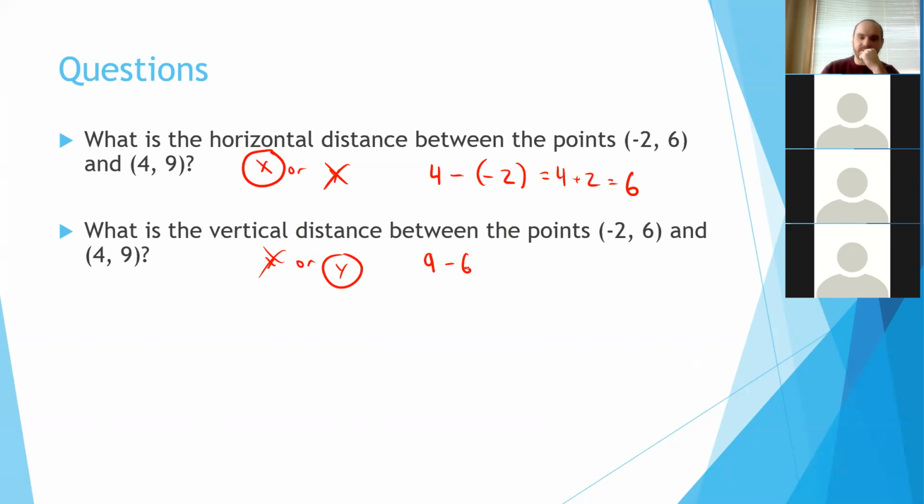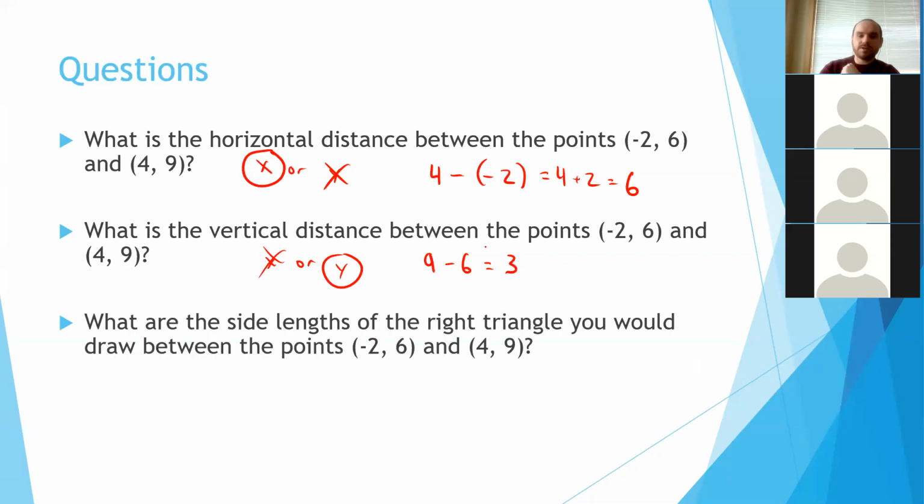So yeah, this one we have 9 minus 6. That gives us 3. So what are the side lengths of a triangle that you would draw between the points -2, 6, and 4, 9? So if I did graph this and I drew out a triangle, what would the side lengths of that triangle be? Here, I'll draw a triangle without a coordinate plane and we can pretend.